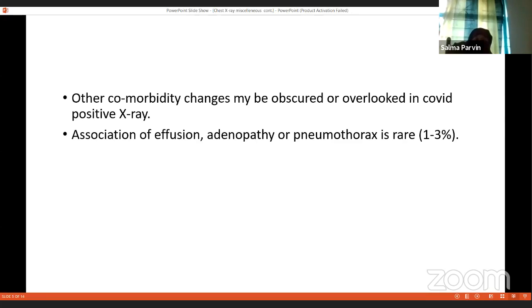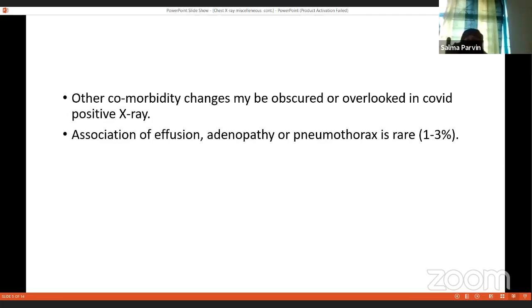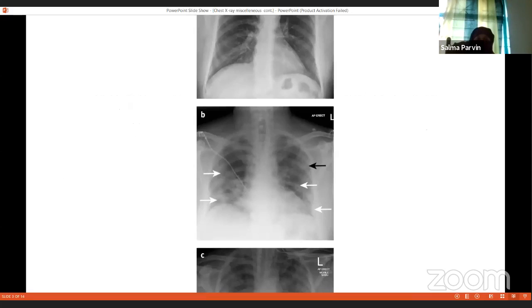Surprisingly, this COVID-19 X-ray and the COVID-19 patients really don't have effusion, adenopathy, or pneumothorax. This is very rare, 1 to 3% only. So, what is the conclusion? I must go through that again.